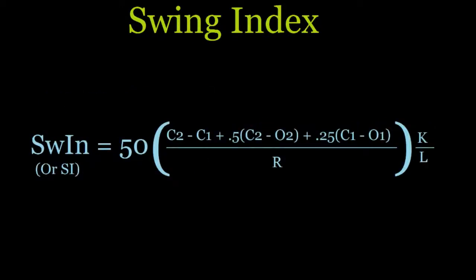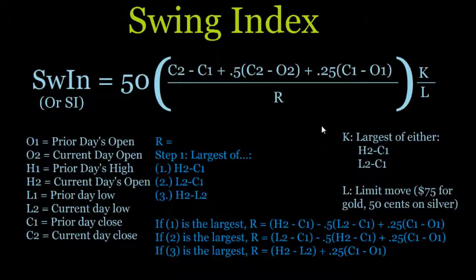So the calculation for swing index is below. Sometimes you'll see it as SI, but I think SI is just not good, especially when we're going through a bunch of different indicators. So I usually call it SWIN. Now the calculation for this is 50 times C2 minus C1 plus 0.5 and so on. So what does all that mean? This is what it all means.